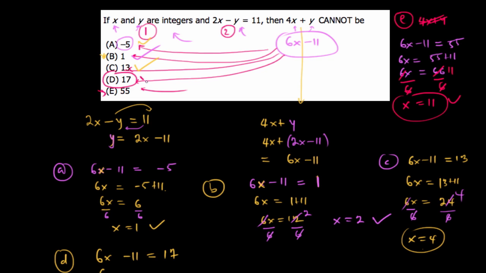So that tells us that option D, which is 17, is the only one that doesn't make these assumptions valid, and that completes the problem.